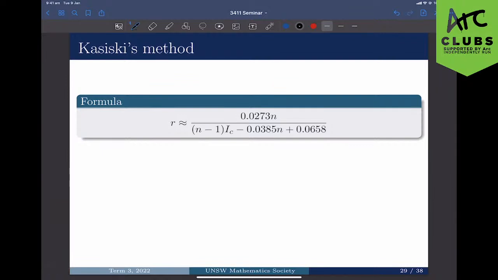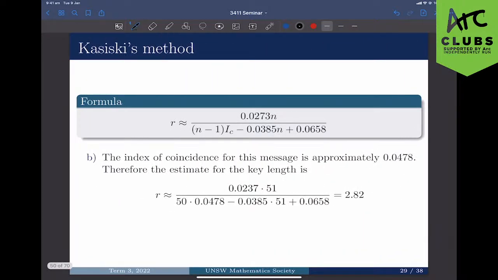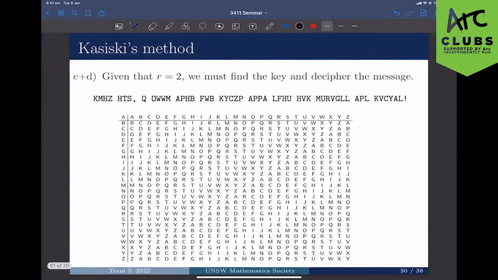As a refresher, this is the formula for the estimate of the key length, R. We simply sub in the values for n and IC here, and so we estimate that the key length is around 2.82. So it's kind of close to 2 or 3, and if we had to guess, it would probably be 2 or 3. Given that R equals 2, we must find the key and decipher the message.